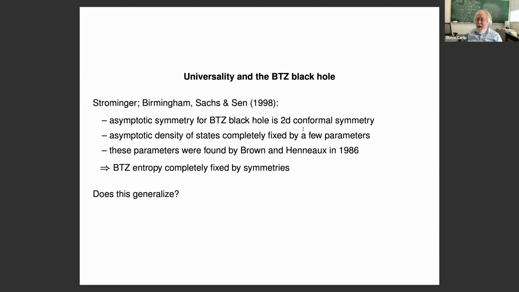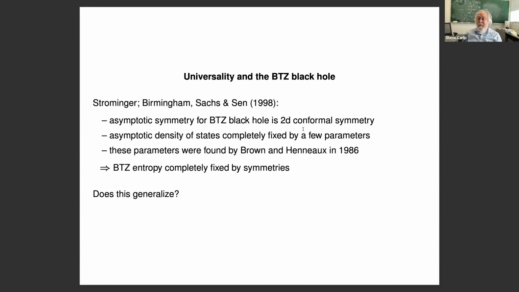As I'll explain in a little bit more detail later, such a symmetry is strong enough that it determines the asymptotic density of states, or the entropy, in terms of just a few parameters of any particular solution. Those parameters were found by Brown and Henneaux in 1986. And what Strominger and Birmingham, Sachs, and Sen realized is that you just take those parameters, stick them into the formula for the asymptotic density of states, the Cardy formula, and you get out the correct entropy.